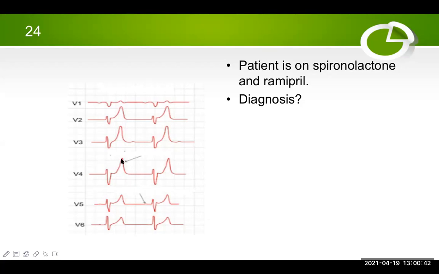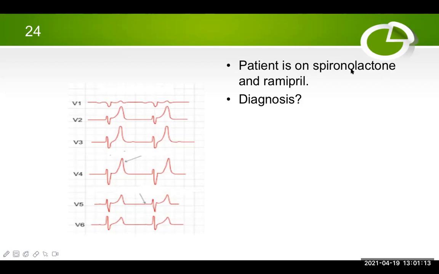Tall and peaked T wave. See how tall it is. In comparison to the QRS complex, it is very tall. Okay. This is a very, very important feature of hyperkalemia. And this one, though I cannot see any P wave here, probably they want to show prolonged PR interval, or probably bradycardia or something like that. But the important feature is this one.